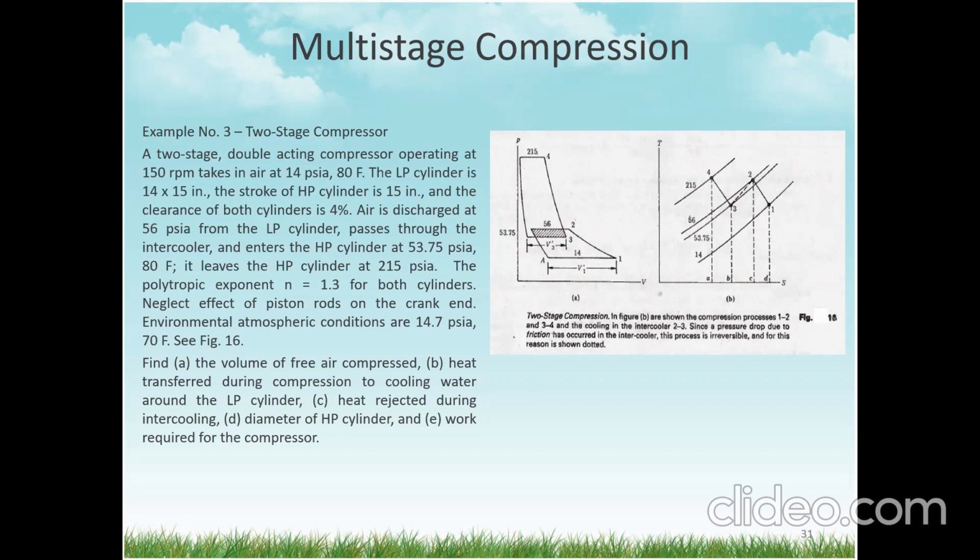Neglect the effect of the piston rod on the crank end. Atmospheric conditions are 14.7 psia. Piston rod, meaning, when computing the volume, don't subtract anything. So find: A, the volume of free air compressed; B, the heat transferred during compression to the cooling water around the LP cylinder; C, the heat rejected during intercooling; D, the diameter of each cylinder; and E, the work required for the compressor.